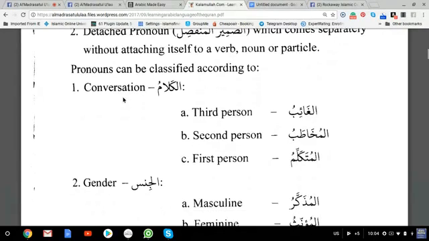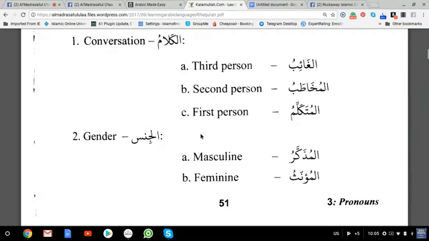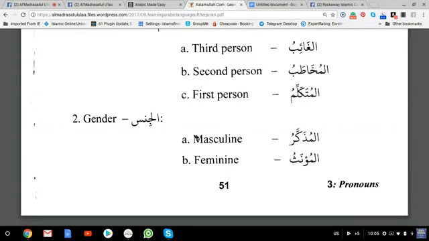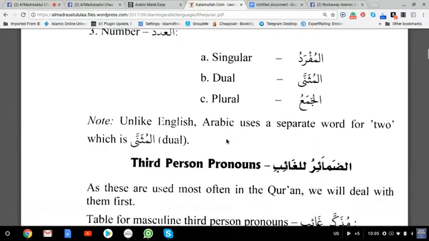Pronouns can be classified according to conversation: the third person, al-ghaib; the second person, al-mukhatab or al-hadir; and the first person, al-mutakallim, the one who is speaking. Also according to gender, masculine and feminine, and number: singular, dual, and plural. All these explanations and rulings we went over last weekend.